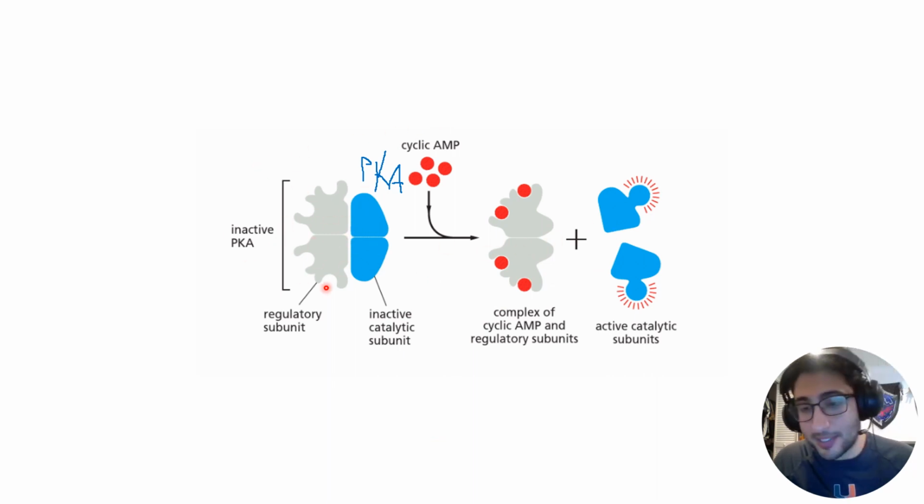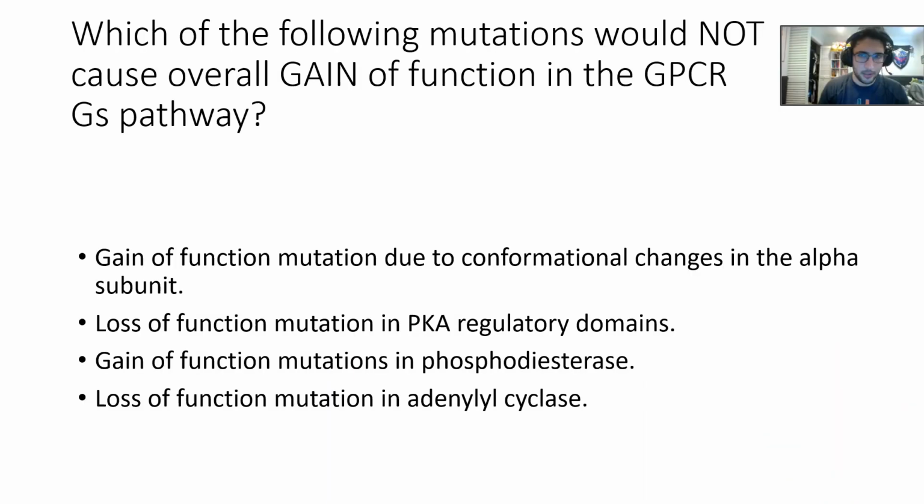So these were sequestering protein kinase A. And when they are bound by cyclic AMP, it frees the protein kinase A so that it can go on to serve its function. So go ahead and take a moment to read the question and then pause.